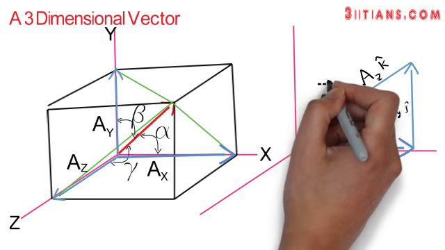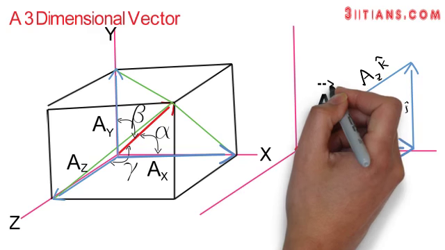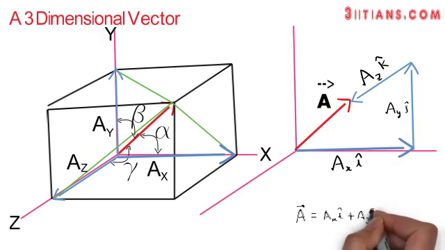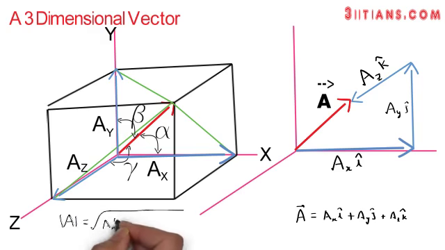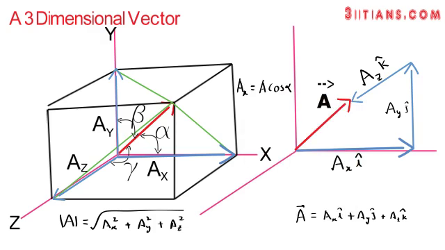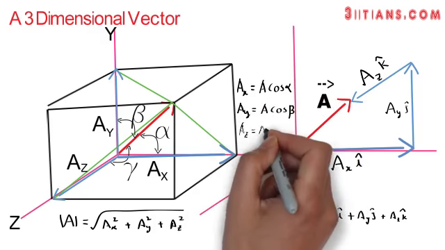From the polygon law of vector addition, it is very easy for me to say that A vector is equal to ax i cap plus ay j cap plus az k cap, and the magnitude of the A vector is very easy for us to find. It will be equal to modulus of A equal to under root of ax square plus ay square plus az square. The x component of the vector along the x-axis will be simply equal to ax equal to A cos alpha. Similarly, the y component ay is equal to A cos beta, and the z component will be equal to A cos gamma.